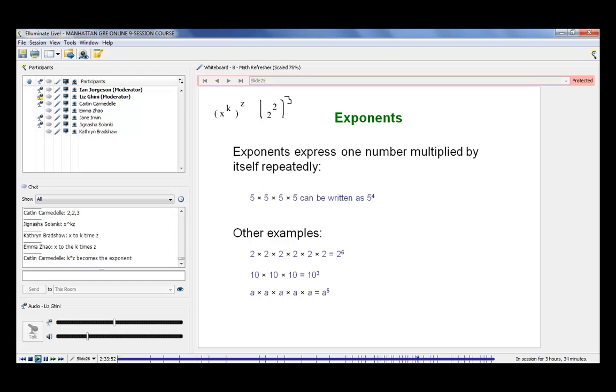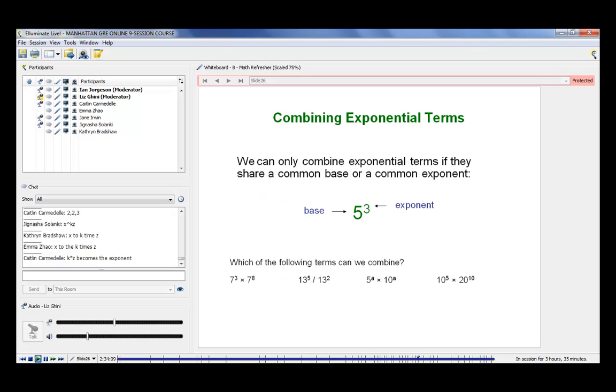All right. They love variables with exponents because this drives people crazy. They also love negative exponents. Okay, so I think I have a slide on combining exponents, and then I'll show you some fun with negative exponents.